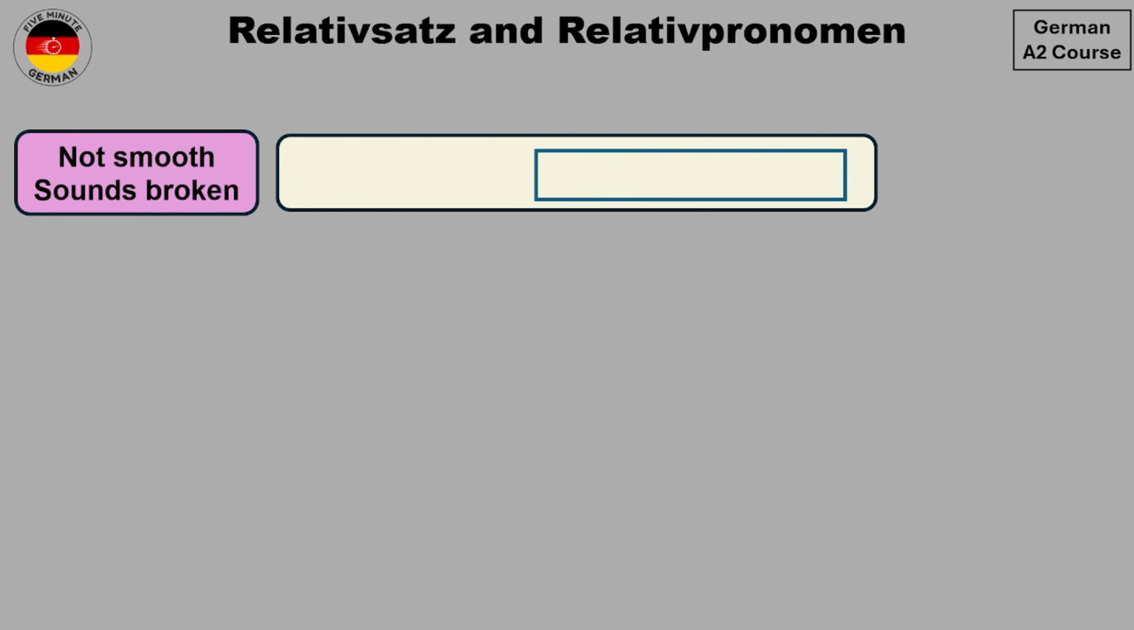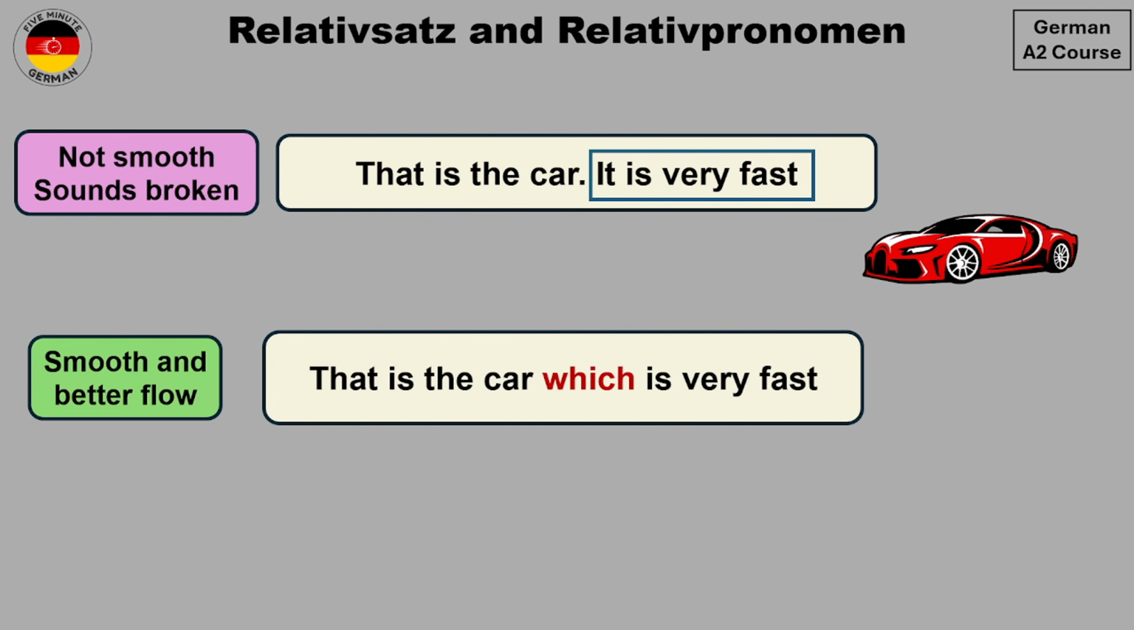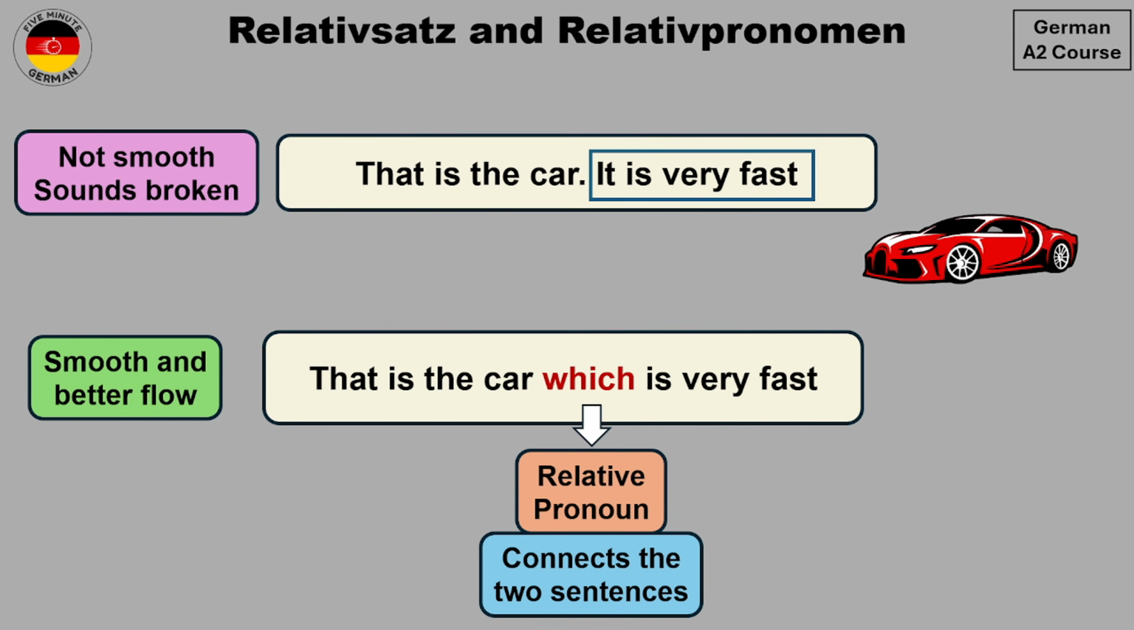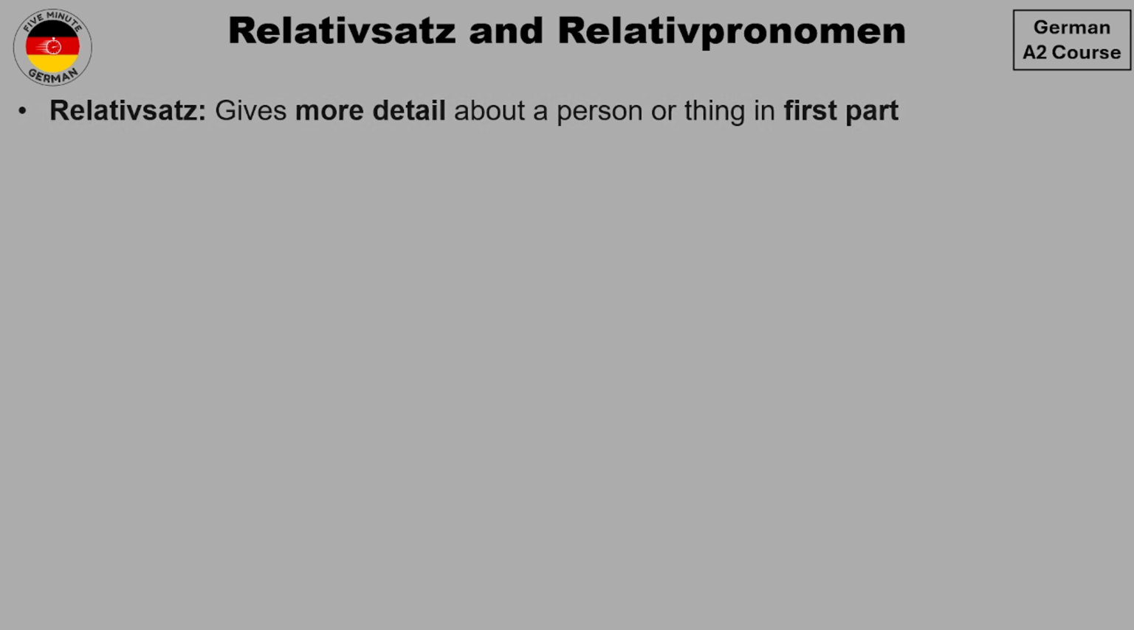Now let's take one last example. We have the sentence, that is the car, it is very fast. If we want to write this with a relative pronoun, then it will be, that is the car which is very fast. Since we are talking about a thing, which is the relative pronoun. And the part of the sentence which contains which is also the Relativsatz. So we see that a Relativsatz is a sentence which gives more detail about a person or thing which has been mentioned in the first part.